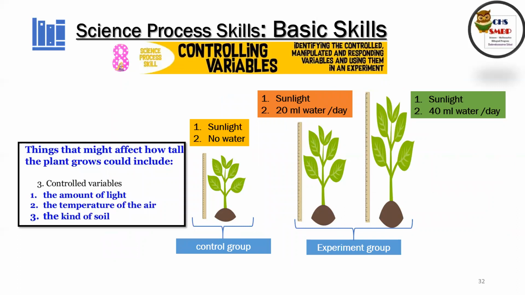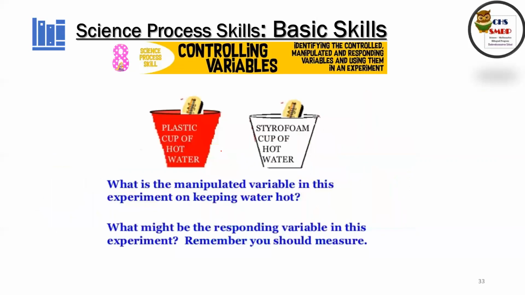So you see, things that might affect how tall the plant grows could include the controlled variables. So what controlled variables can you see here? Number 1, sunlight. Then the temperature, because we have the same amount of sunlight, we will have the same amount of temperature, because we do not change sunlight. And the soil: they were planted in the same soil. So you can see the controlled variables in this experiment.